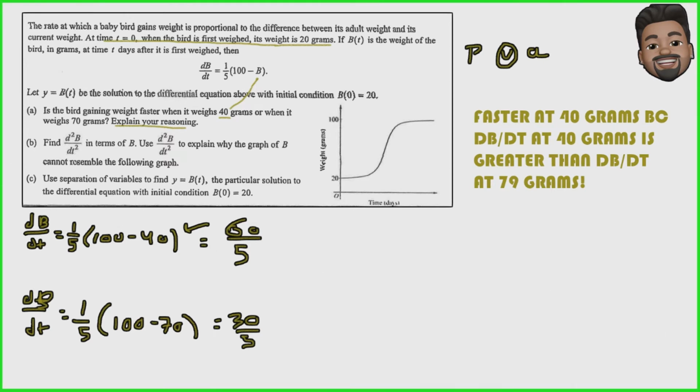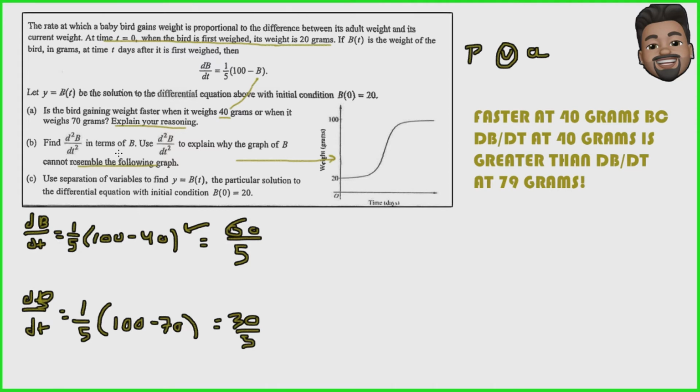Now let's go on to part B. Part B is a little bit of a tough one because it's asking us to find the second derivative, and then use it to explain why the graph of B cannot resemble the following graph. I want you to understand that this graph is giving you the original, and they're asking us to use our second derivative to determine whether or not it can be that graph.